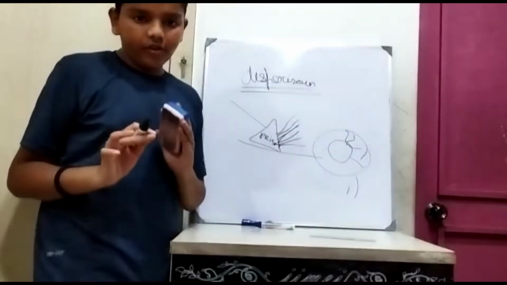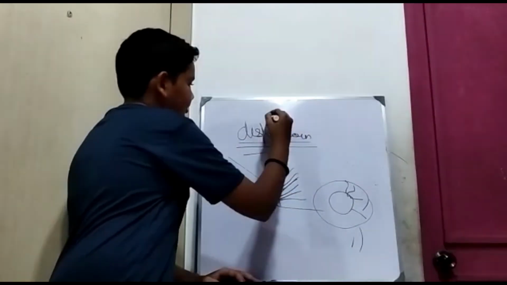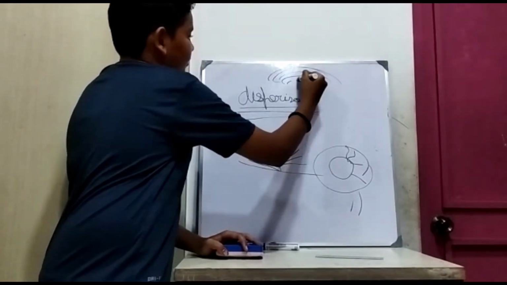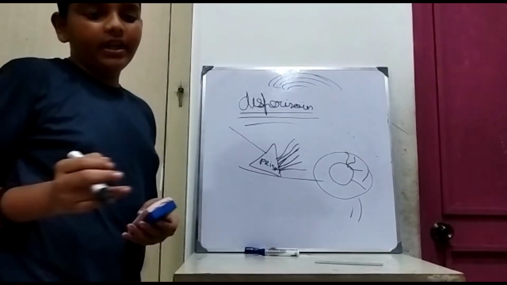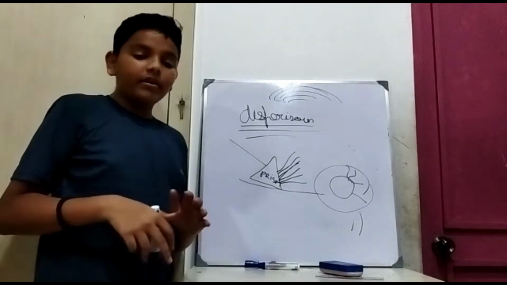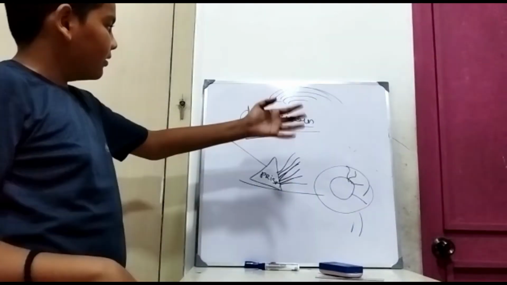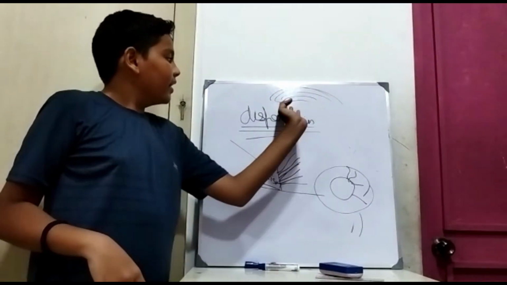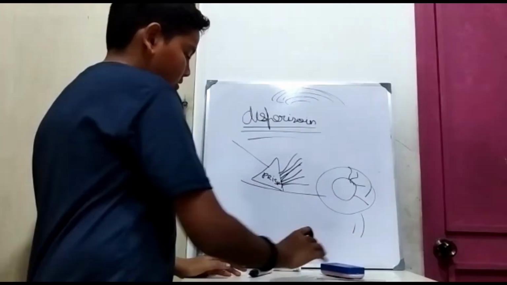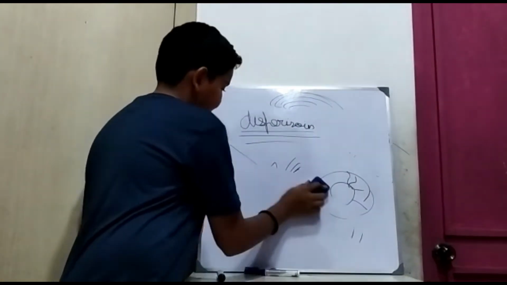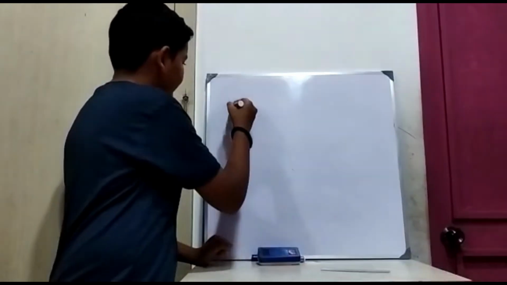The best natural phenomenon of dispersion is the rainbow. Whenever you see rainbows, whenever it's raining and it's cloudy and getting dark, the sun's light splits into 7 colors. This is the best natural phenomenon. So now let's go to the next topic. Now we are going to see a kaleidoscope.